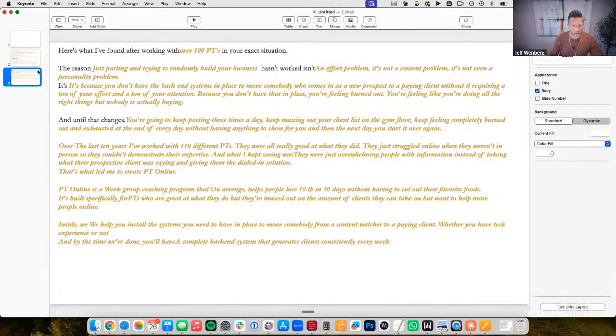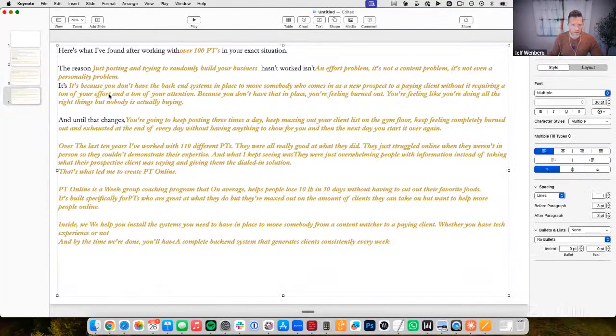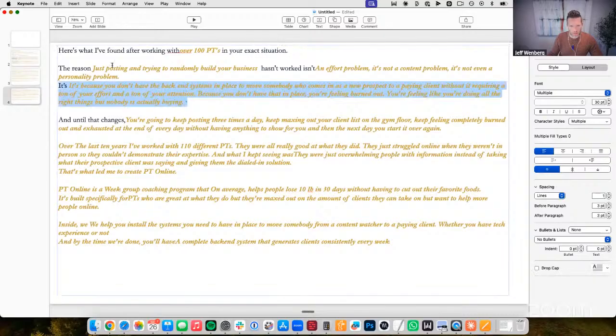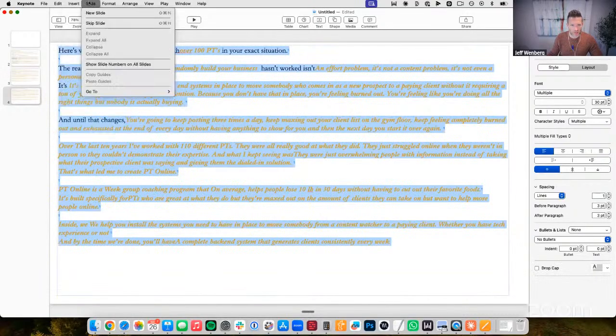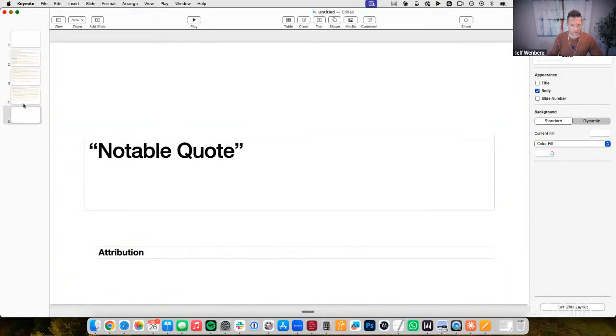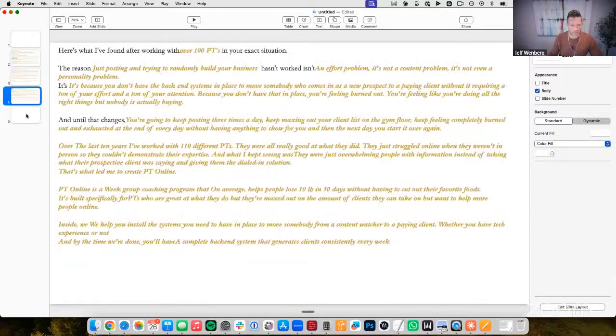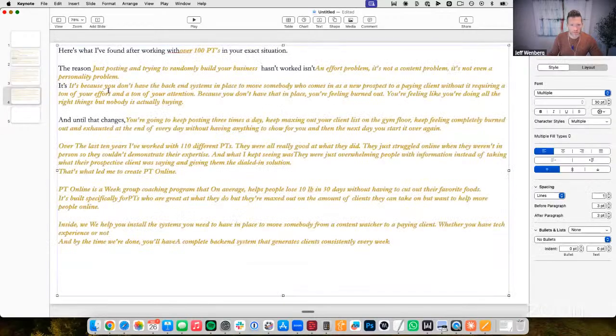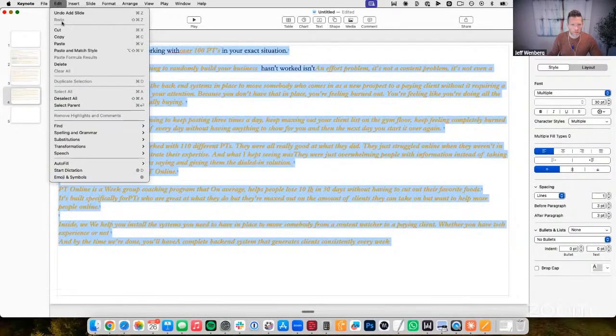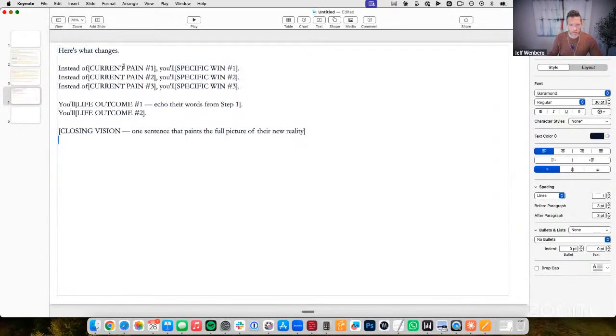Okay, and then you can go to the after now, once they have gotten the introduction. Okay, and here's what changes. For PTs who go through the program and install our systems, here's what changes.